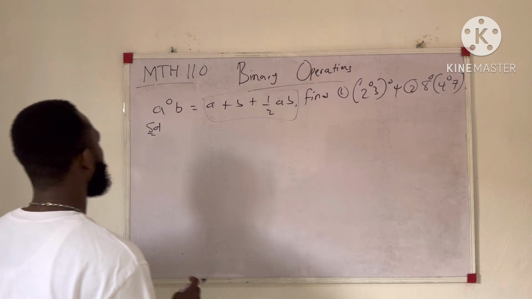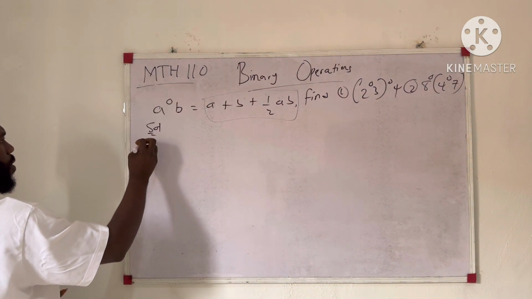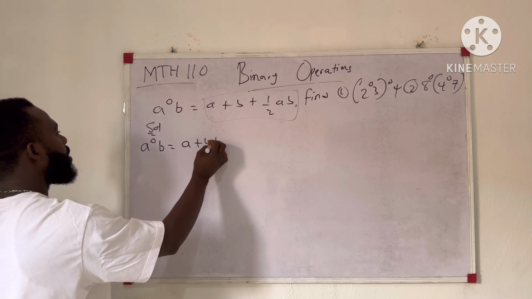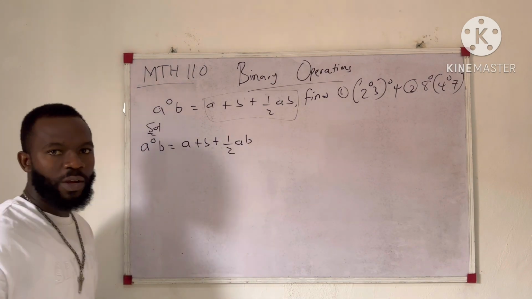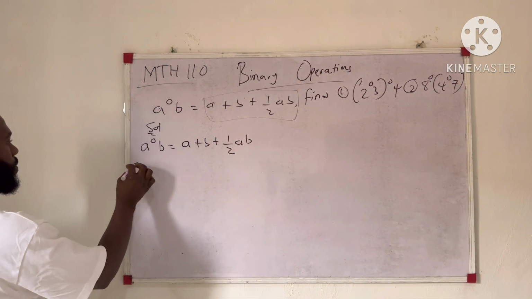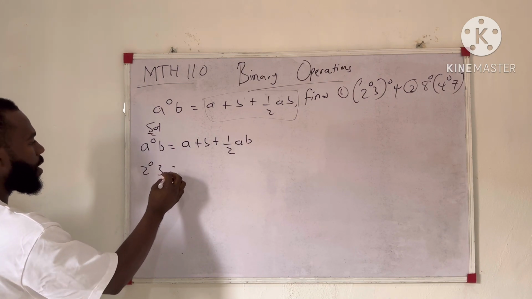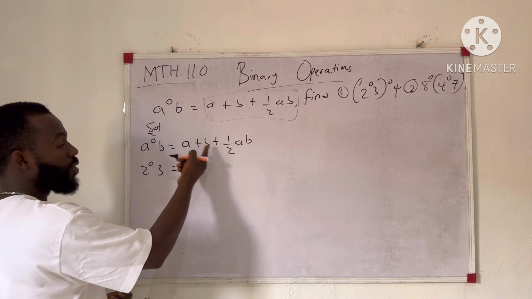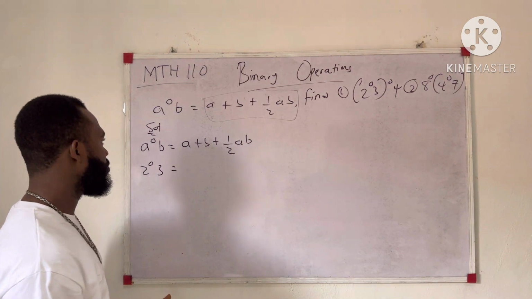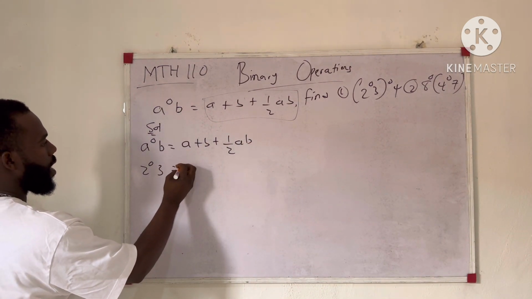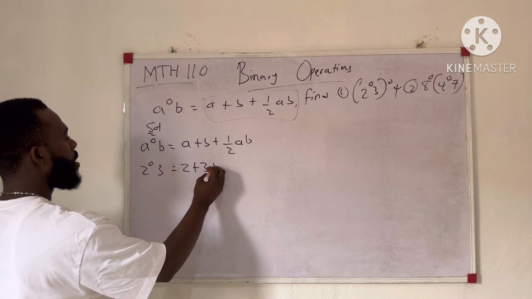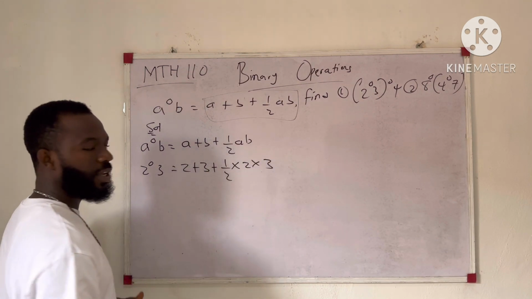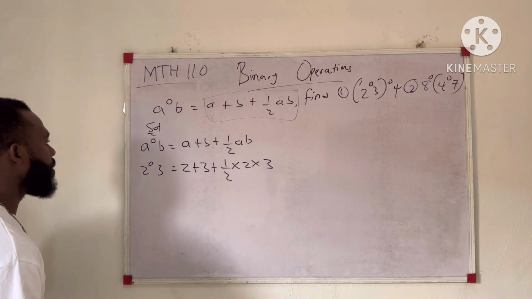So if we begin with that, it means bringing out our formula which was given to us: A operation B equal to A plus B plus half AB. Now bring what we have in the bracket first, which is 2 operation 3. It simply means that A here is 2 and B here is 3. So anywhere I see A, I substitute 2, and anywhere I see B, I substitute the value of 3. So if we do that, we're going to have something like this: 2 plus 3 plus half times 2 times 3. I only substituted.